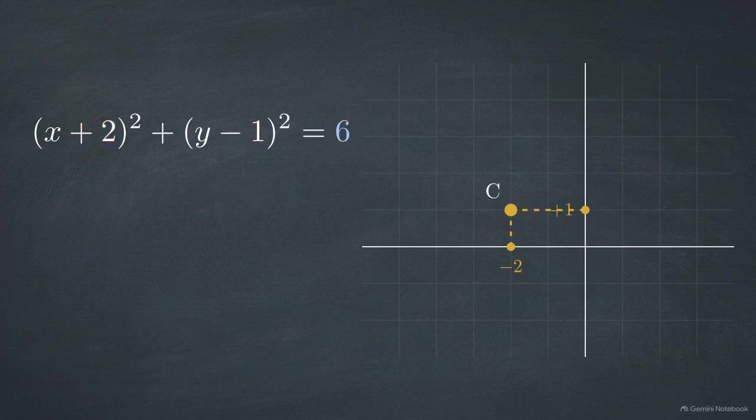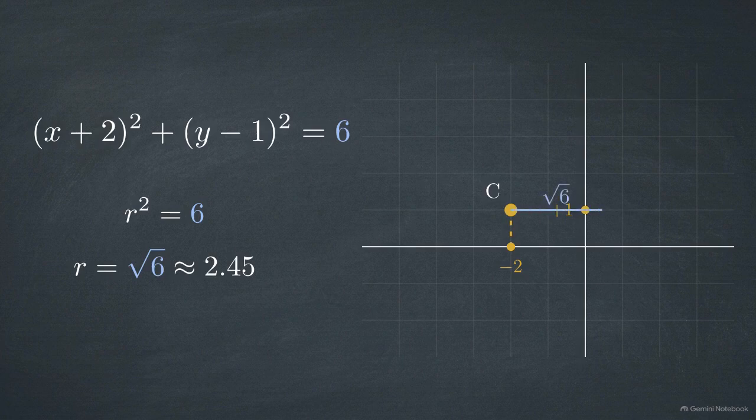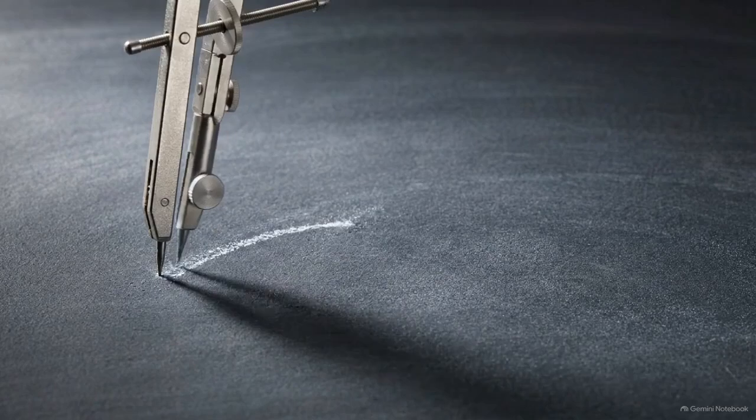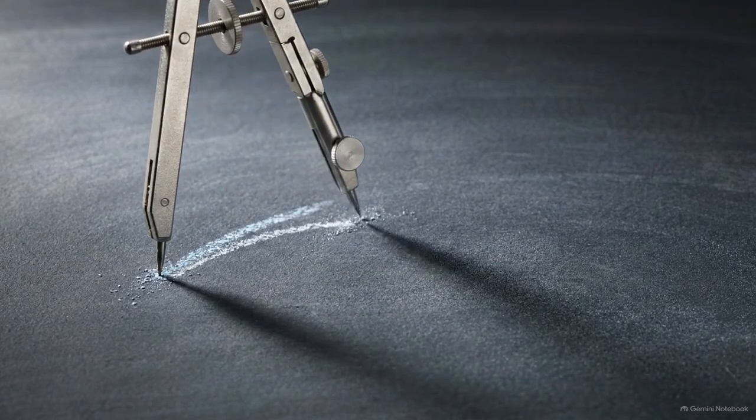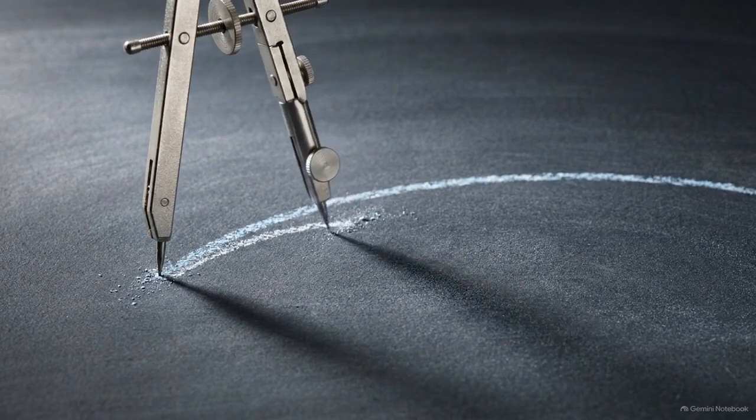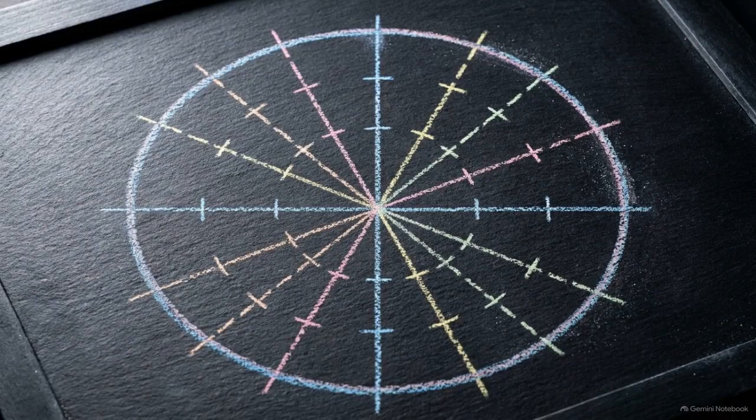The number on the right side, 6, represents the radius squared. This means the physical distance from the center to the edge of your circle is the square root of 6. Place the point of your compass on the center coordinate, set the width to your radius, and sweep the lead to create the circle. This proves the definition of a circle. It is simply the collection of all points that's set at a constant distance from a fixed center.